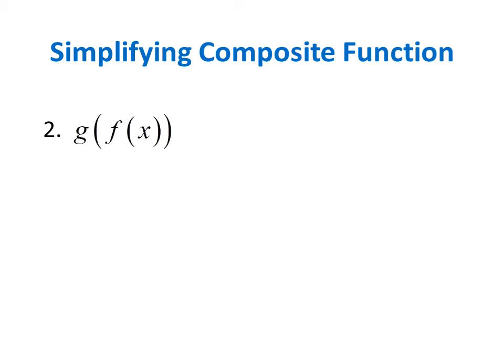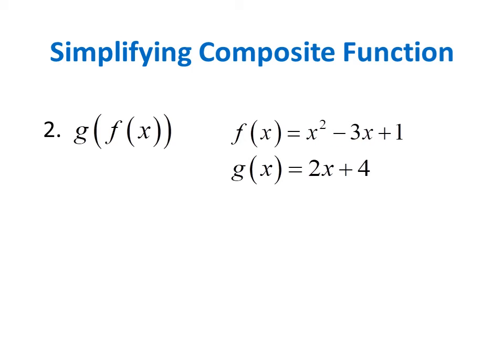Next example. How do we simplify g of f of x? Given that f of x is x squared minus 3x plus 1, and g of x is 2x plus 4. So to simplify this composite function, we have to substitute the inner function f of x into the x of the outer function g. Again, f of x is x squared minus 3x plus 1. So we have to substitute this trinomial into the x of the outer function g.